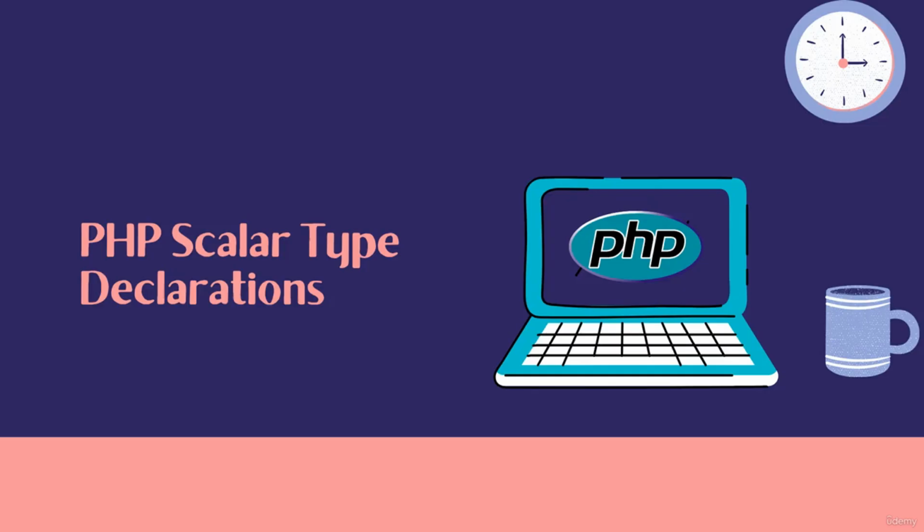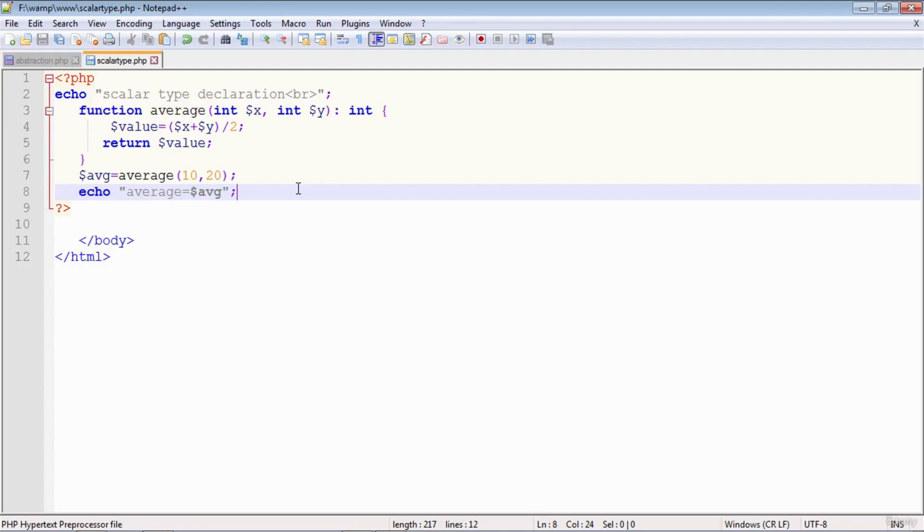In this video, let us see one of the new important features that have been added into PHP 7, called scalar type declarations. This example shows you how to use the scalar type declarations in a PHP 7 function. Scalar type declaration is a new feature added in PHP 7. Using this feature, you can declare the data type of the formal arguments to a particular function.